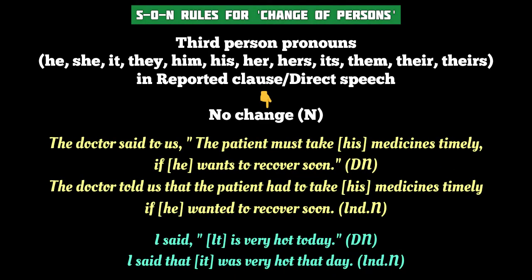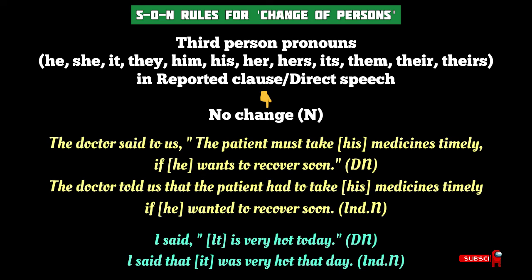The last rule, or the N rule of the SON formula, says that all third person pronouns in the direct speech, such as he, she, it, they, him, his, her, hers, its, them, their, theirs, are not changed in the indirect narration. That's why N stands for no change in the SON formula. Now see some examples on your screen.